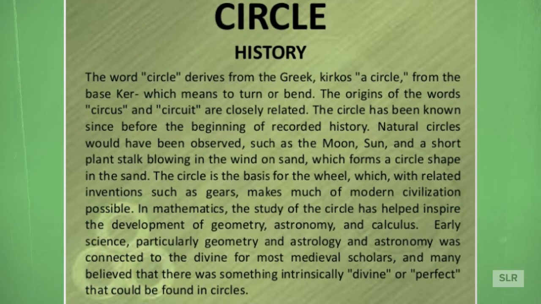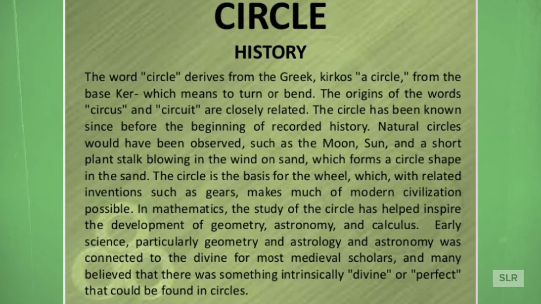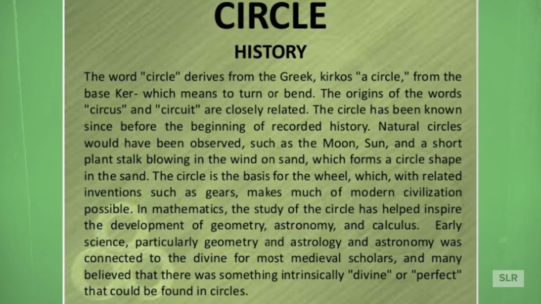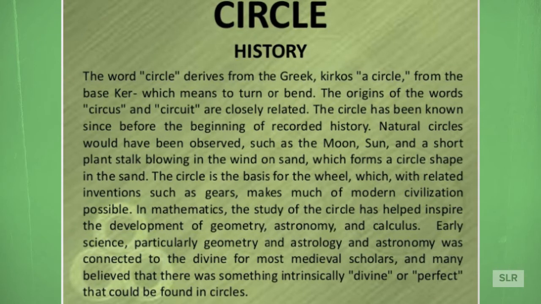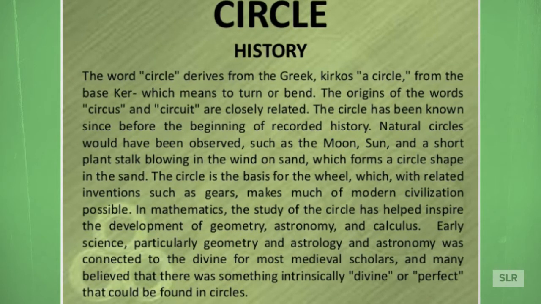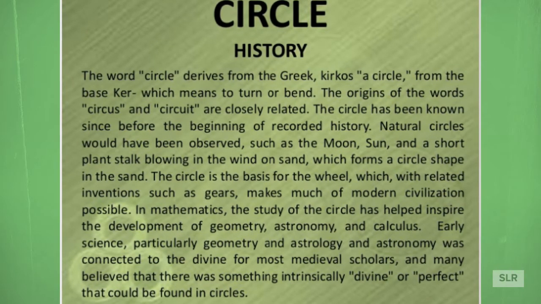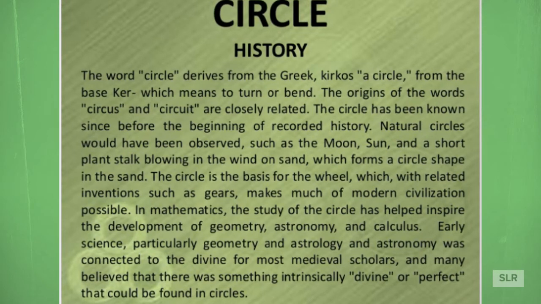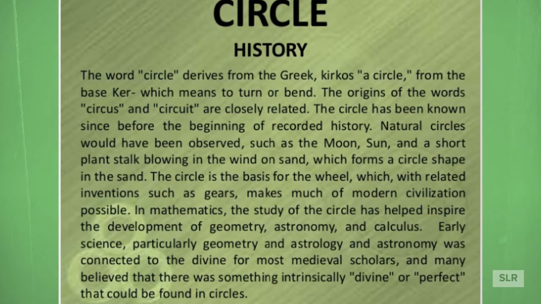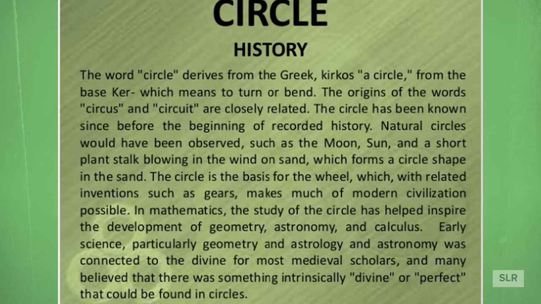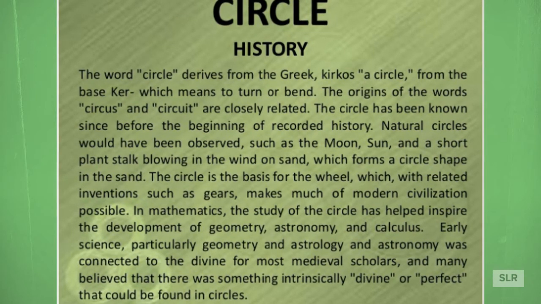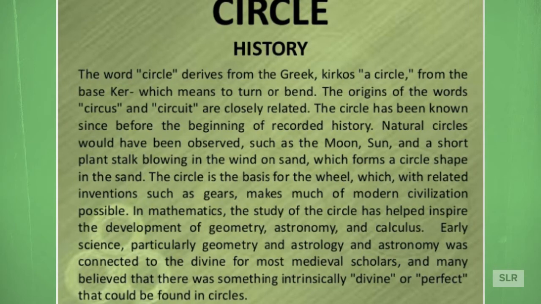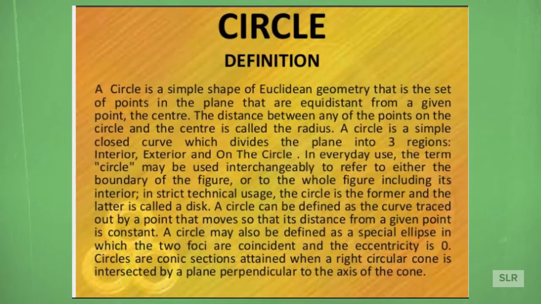History of the circle. The word circle derives from the Greek word kirkos. It means to turn or bend. The origins of the words circus and circuit are closely related. Naturally, rounded shapes are observed, like the sun, moon, etc.